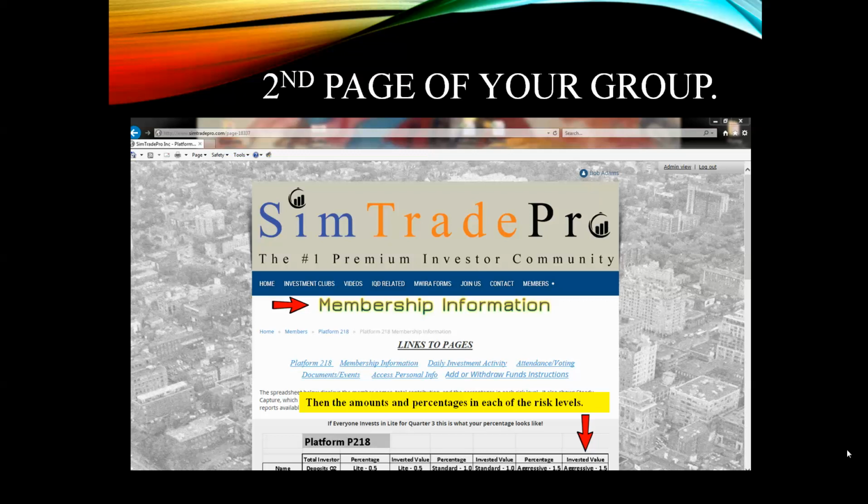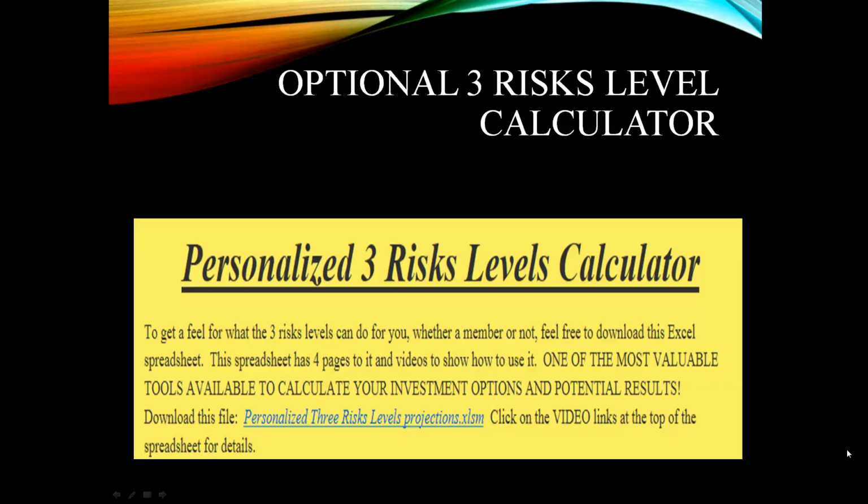Here's a quick introduction to what that looks like. This is called the optional 3 risk level calculator. It's a personalized 3 risk levels calculator. To get a feel for what the 3 risk levels can do for you, whether a member or not, feel free to download this Excel spreadsheet.